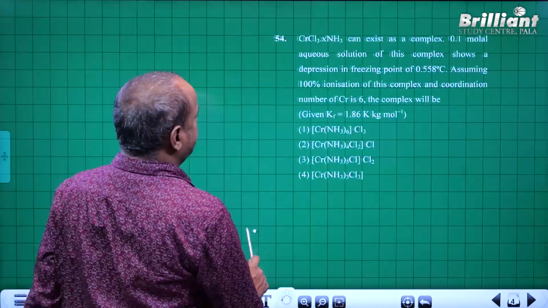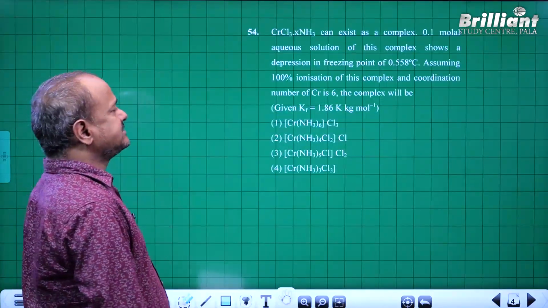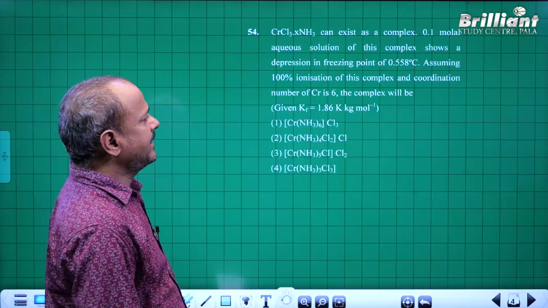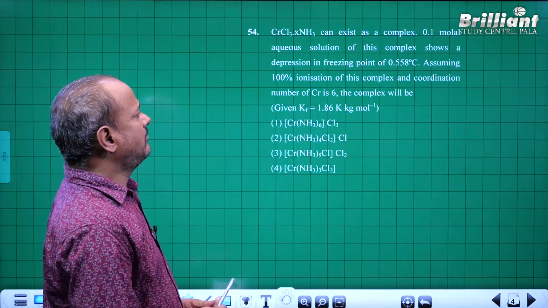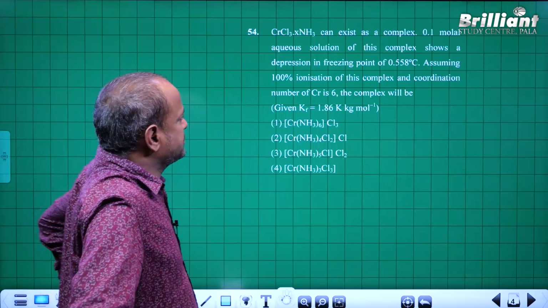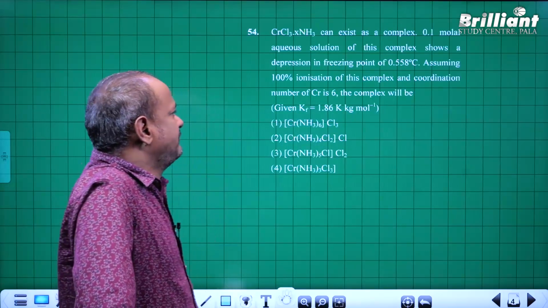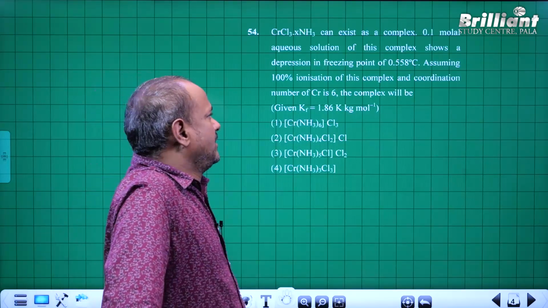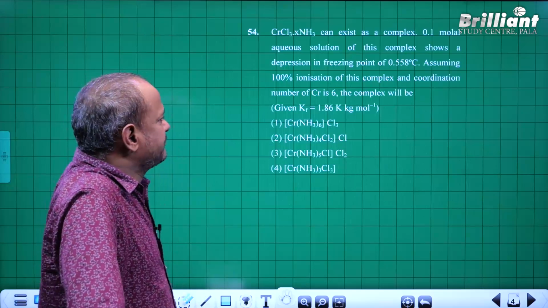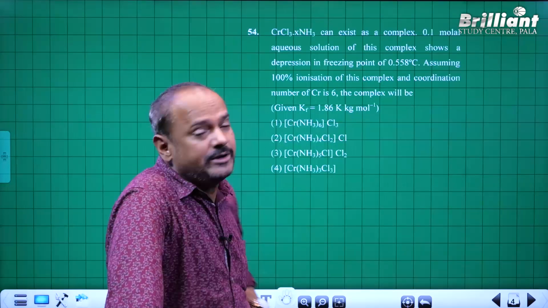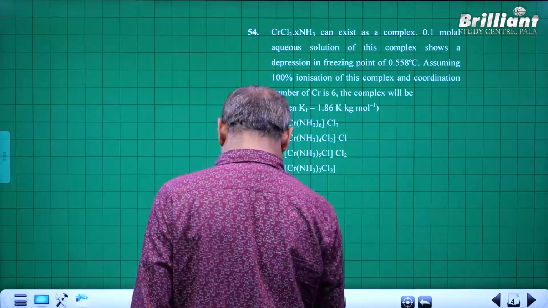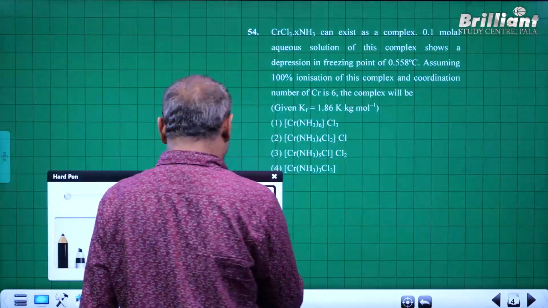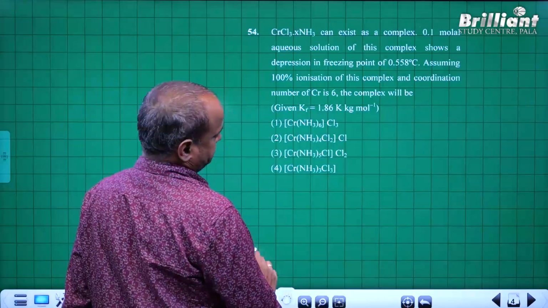Okay. Next one. CrOCl3 with ammonia can exist as a complex. A 0.1 molality aqueous solution of this complex shows depression of freezing point 0.558. Assuming 100% ionization of the complex, the coordination number of chromium is 6. What will the complex formula be? That means we need the i factor.